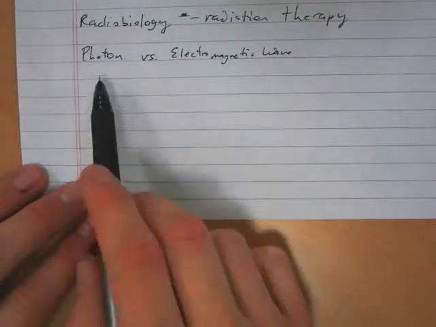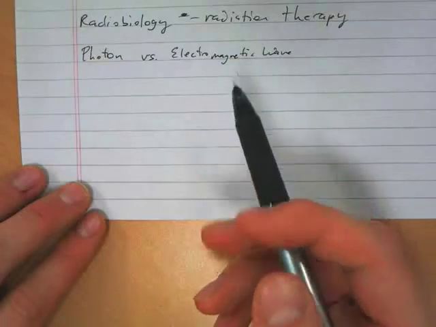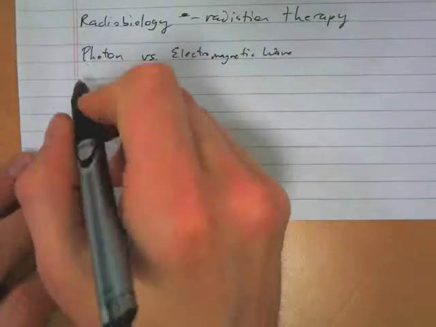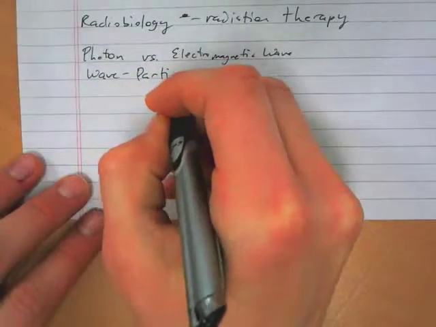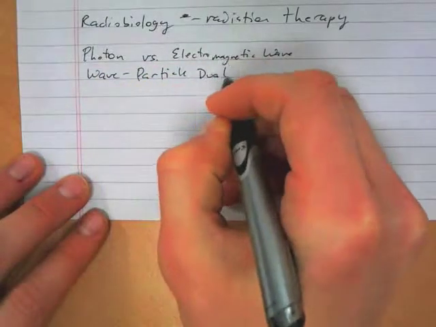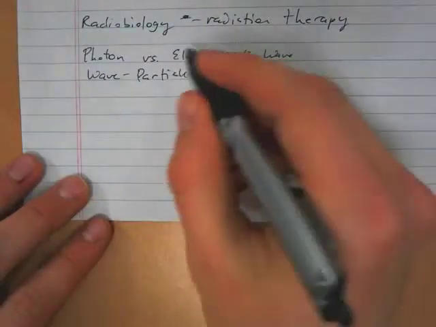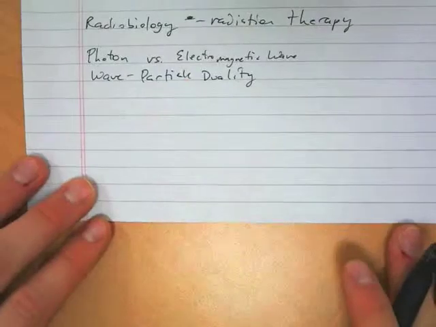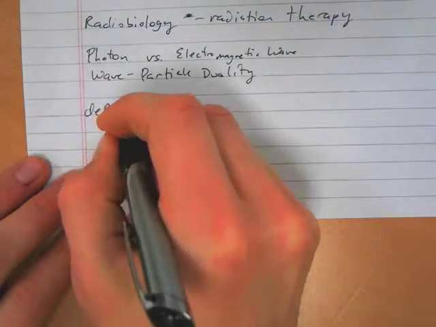It turns out that light behaves like a wave in some cases, and in other cases it behaves like a particle. This is known as the wave-particle duality: light simultaneously acts like a wave and acts like a particle. So they discovered that light was a photon, and that worked pretty well.